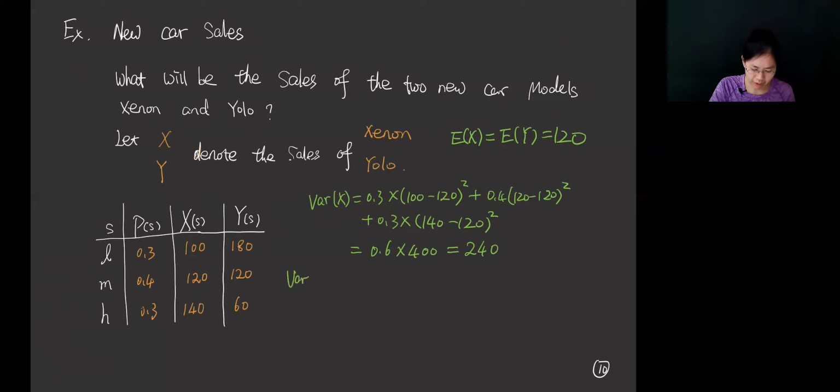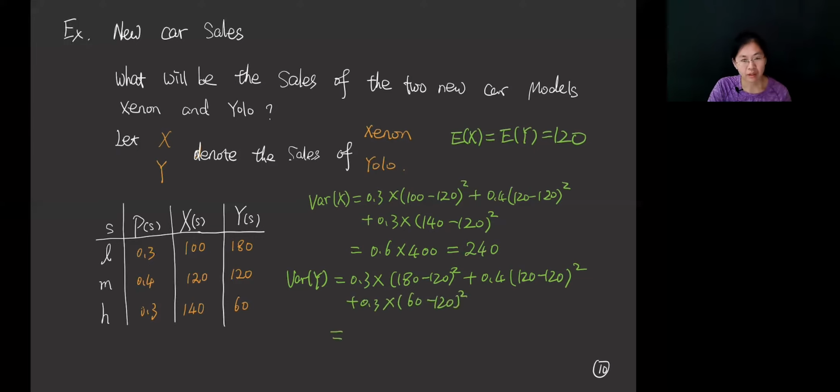What about the variance of Y? The variance of Y will be 0.3 times (180 minus 120) squared plus 0.4 times (120 minus 120) squared plus 0.3 times (60 minus 120) squared. And we look at this expression, we find that this is 0.3 times 60 squared. This is also 0.3 times 60 squared, and this is 0.